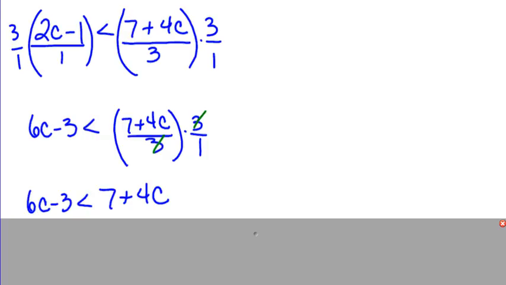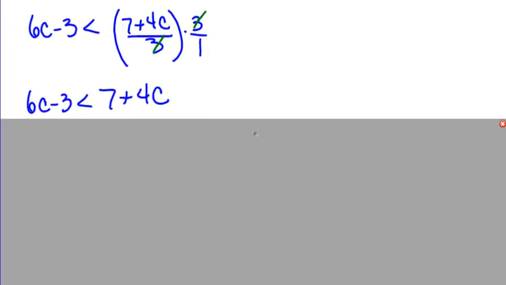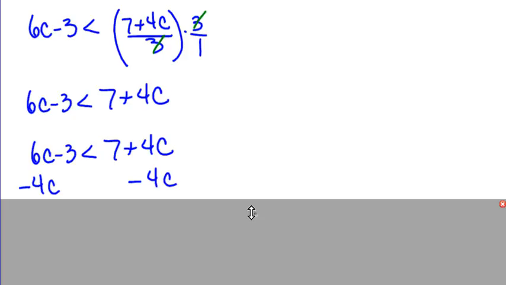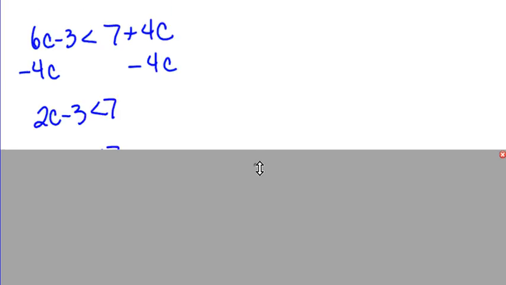So again, we're trying to solve for c. We could start combining some like terms, moving them so the constants are on one side of the inequality and our variables are on the other. In order to do that, let's subtract 4c from each side of our inequality. On the right-hand side, we'll get a 0, and on the left-hand side, we'll get a 2c. So we've got 2c minus 3 is less than 7.